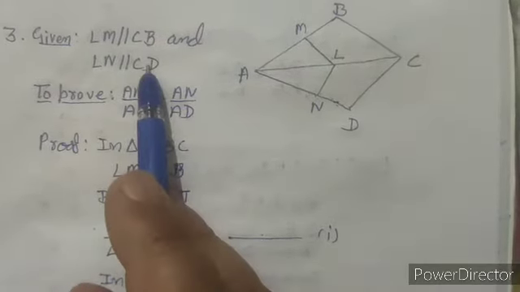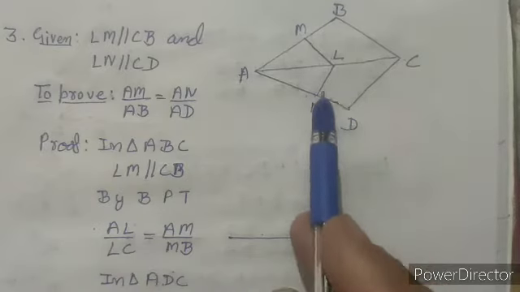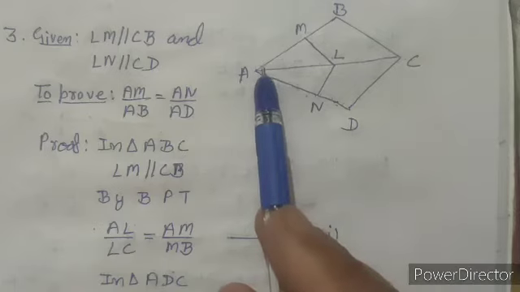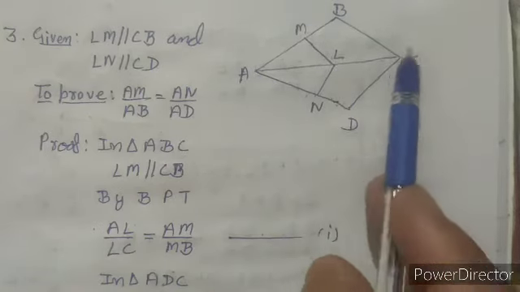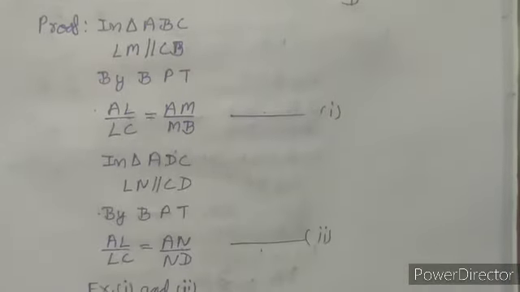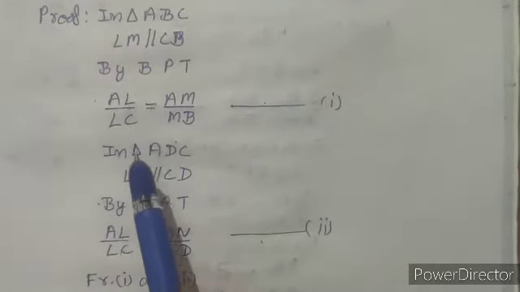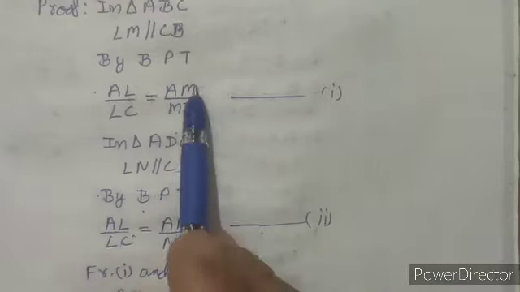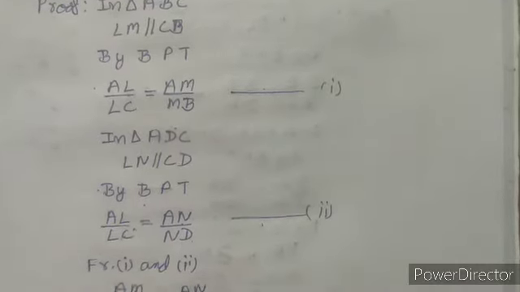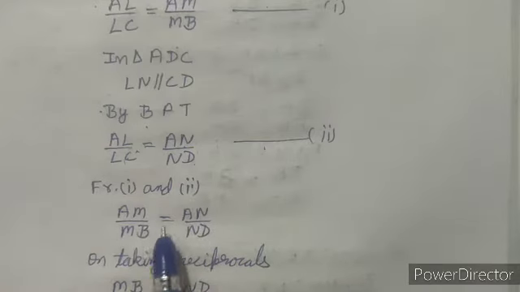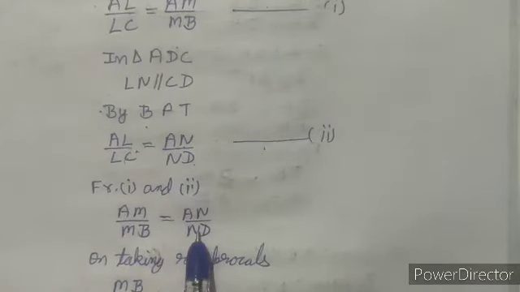Again, LN is parallel to CD is given to us. So in triangle ACD, we can say by BPT that AL upon LC will be equal to AN upon ND. And this is our equation second. Now as we see here, the left hand side of the equations is same, so right hand side will be equal. And that will be AM upon MB equal to AN upon ND. So from first and second we are getting AM upon MB equal to AN upon ND.